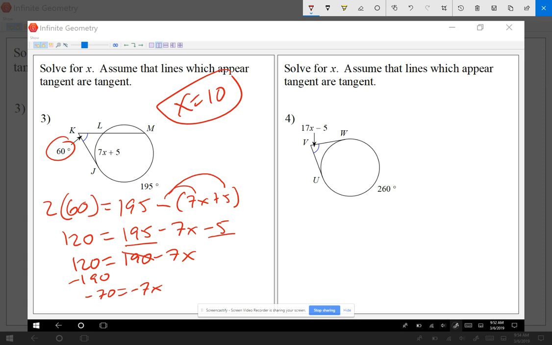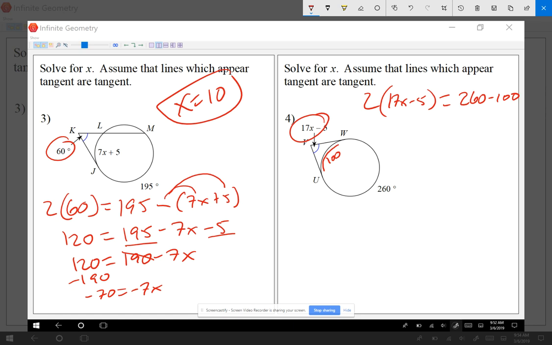I see on my arcs that I'm supposed to have, one of them is 260. I don't see another number for the other one, but I'm going to call it 100 because remember, combined, it's a circle. Combined is 360. So that's why I know that one is 100. So the way I'm going to do this, the angle in this case is 17x minus 5 multiplied everything by 2. The angle times 2 equals 260 minus 100.